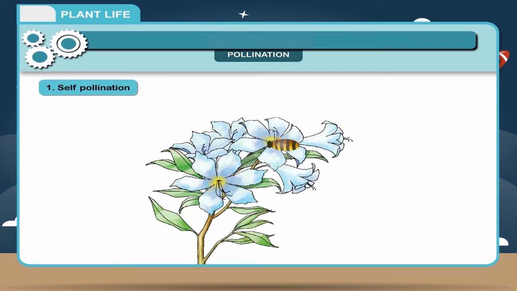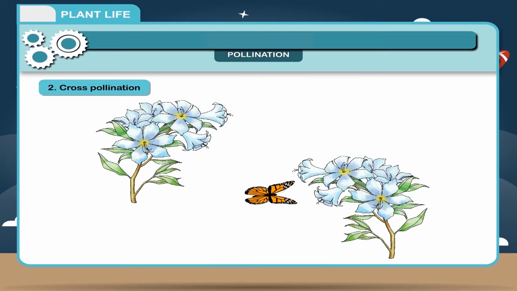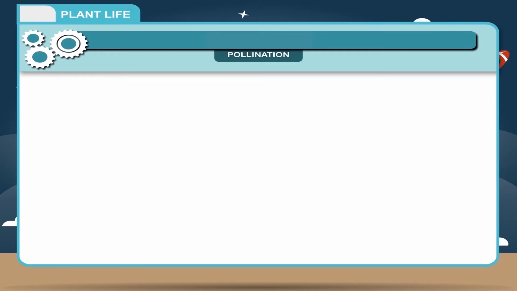1. Self-pollination. When pollen grains produced from the anther reach the stigma of the same flower or another flower of the same plant. 2. Cross-pollination. When the pollen grains of one plant are transferred to the stigma of another plant of the same species.